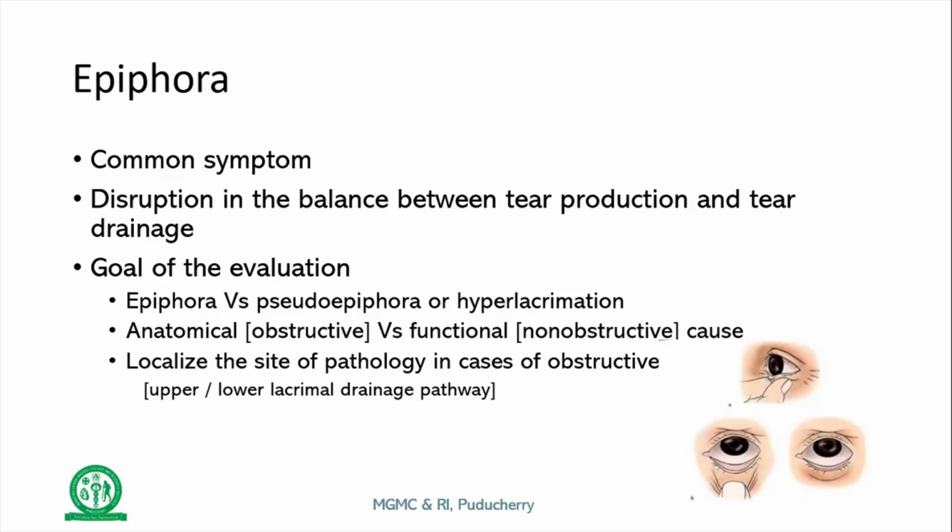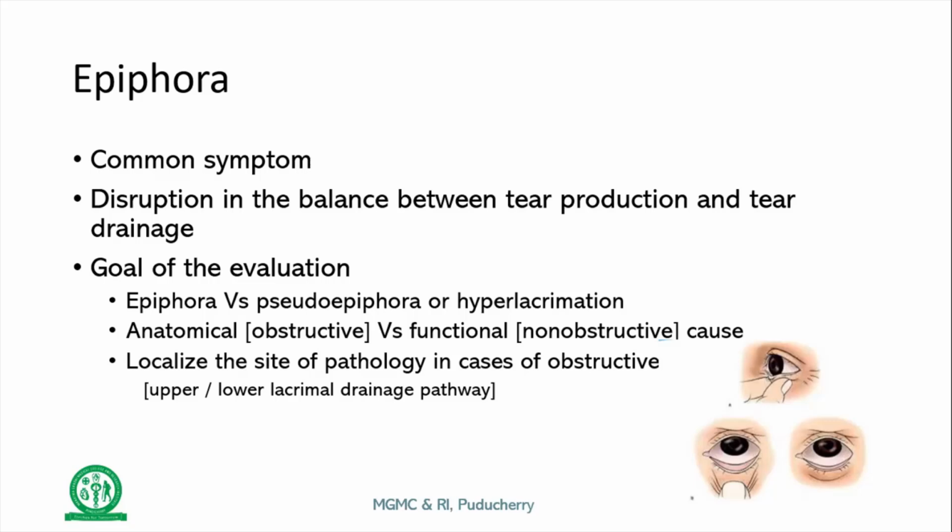pseudo-epiphora. The next thing that we need to identify is whether there is an anatomical obstruction that is causing the epiphora, or whether it is a functional or a non-obstructive cause. The next thing is, if it is anatomical, where is the level of block? Is it in the upper system, that is the punctum and canaliculus, or is it in the lower system, that is the sac and the NLD?